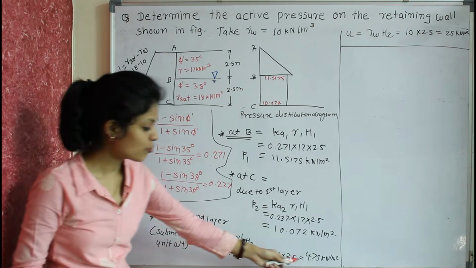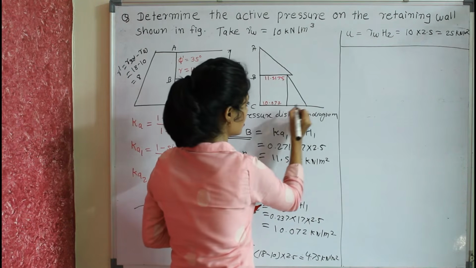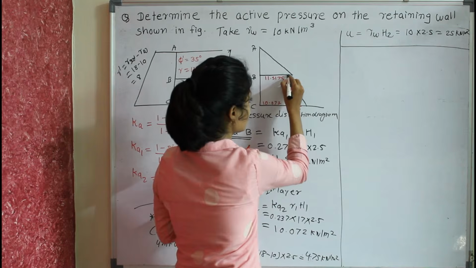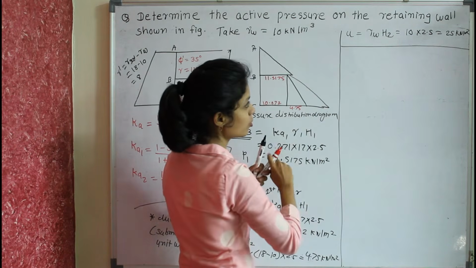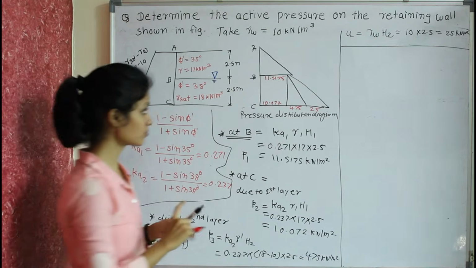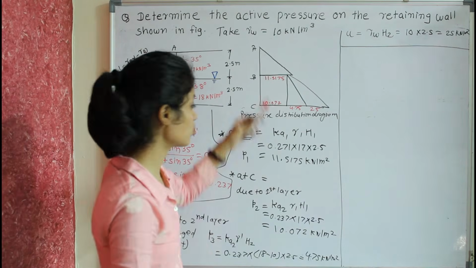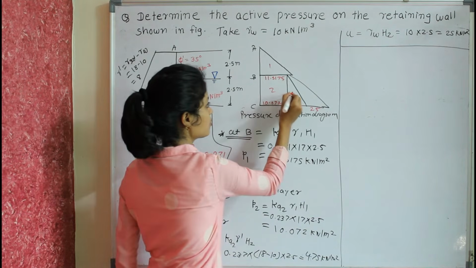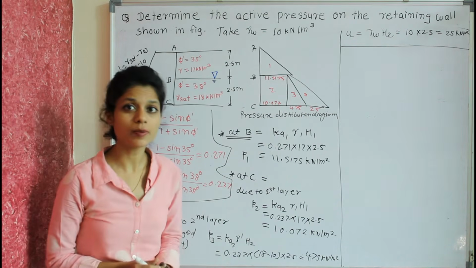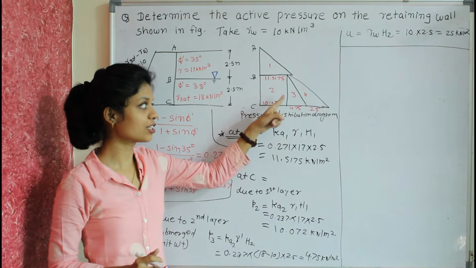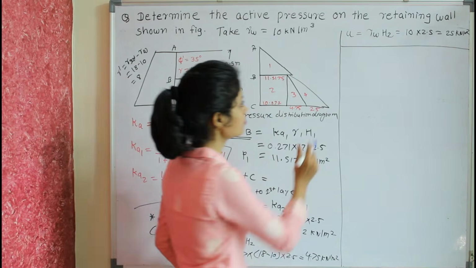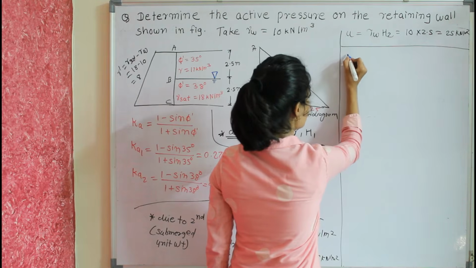Next is 4.75 at C here, and at D, at C, due to water, it's 25. Okay, that means we divide this total pressure into 4 parts: 1, 2, 3, 4. Now calculate total pressure. First we calculate total pressure for the first triangle, for the rectangle, for the triangle and for the triangle, and then we add all parts.